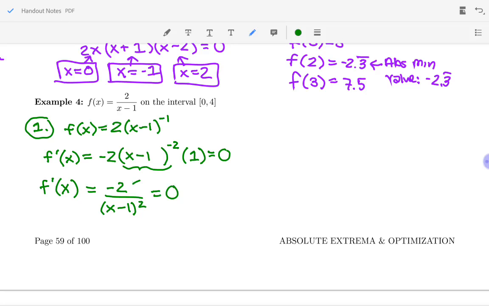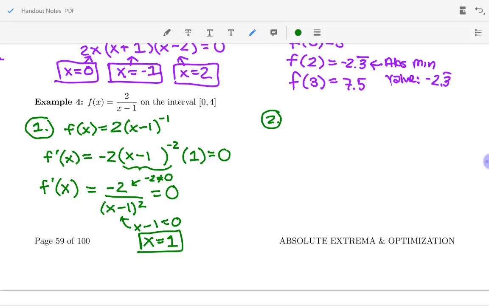So a critical number can make the top 0, but negative 2 is always negative 2. Nothing can make that 0. Or it can make the bottom 0. We can make x minus 1 0, which actually works if x is positive 1. So we have one critical number. We're going to look on our interval. And remember, this might not be a critical number. If we can't plug it in, we wouldn't technically call it a critical number.